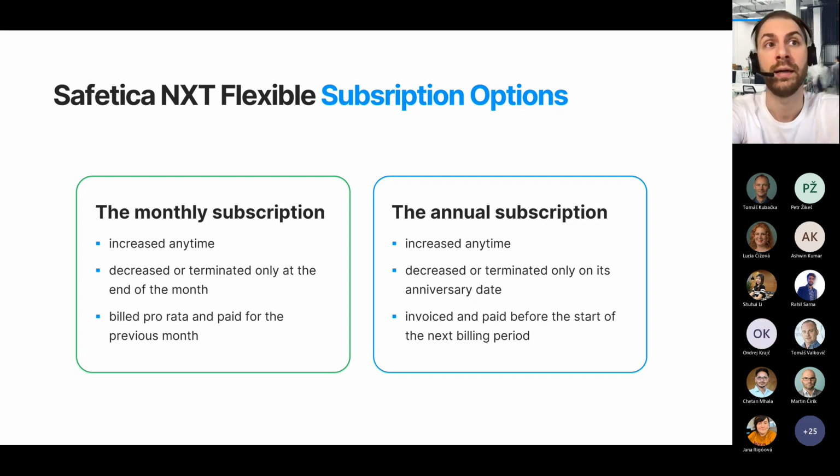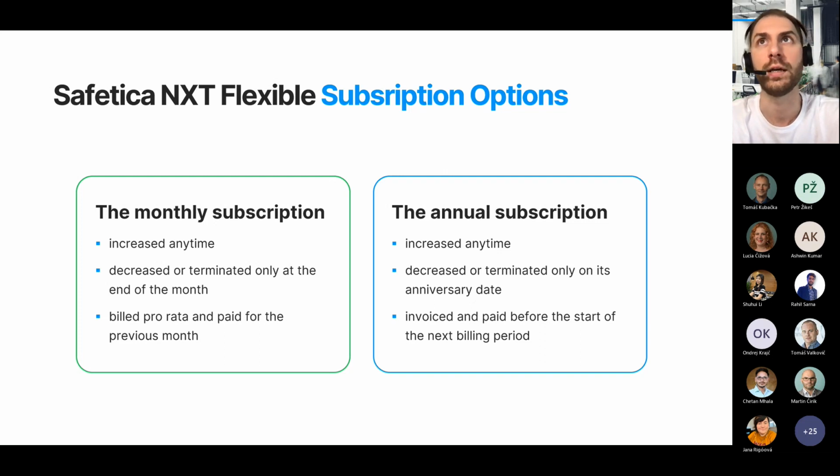And it's billed pro rata and paid for the previous month always. The annual access subscription, on the other hand, can again be increased anytime, but decreased and closed only on its anniversary date. It's invoiced and paid before the start of the next billing period, meaning the next 12 months.